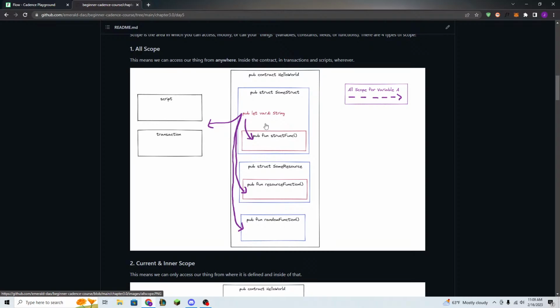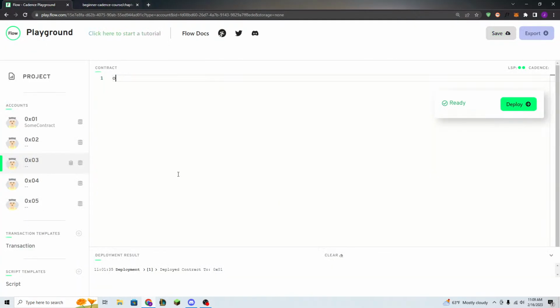Let's say we have a variable called public let variable A, and it's inside of some struct that's inside of some contract. So what I've defined here, if we look at these boxes, there's a contract, then there's a struct, and then there's a variable and a function. What this is doing is essentially, I'll try and copy it here.